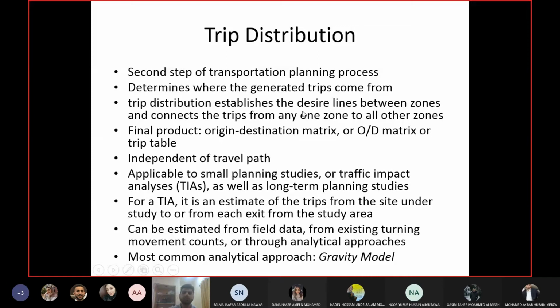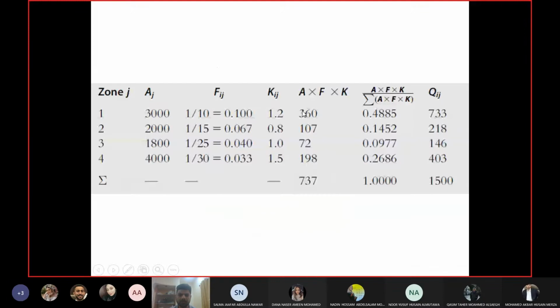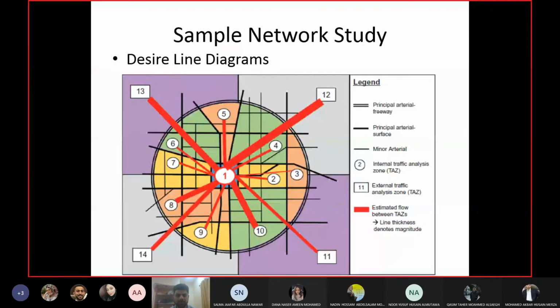So for example, I think they have a desired line diagram. Let me show it to you. So yeah, this is a desired line diagram. This is for zone 1 only, so it is only giving you the trips between zone 1 and the other zones. So you don't have the desired line diagram between, let's say, 4 and 5. All these desired line diagrams are from zone 1 to the other zones.